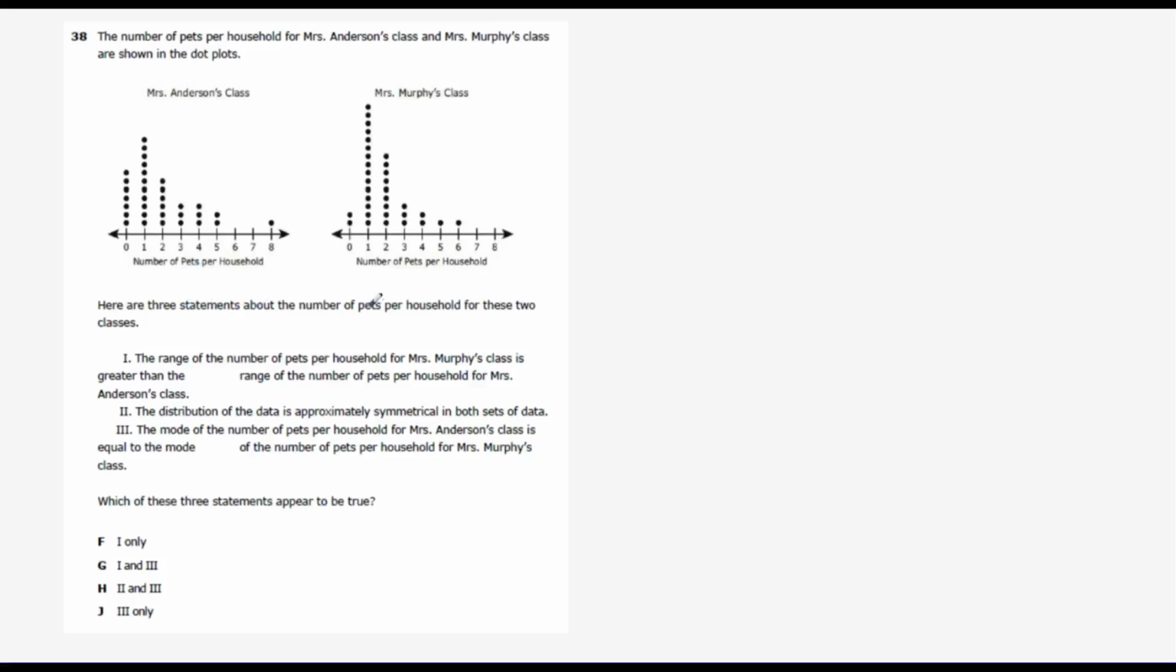Alright. So which of the statements, oh, here are 3 statements. Which of them is true? So there's some words here. Like we have range, which we talked about earlier, which is the highest number minus the lowest number. And range isn't too bad to work out here because the lowest number on both of these is 0. So really we're just saying how far away from 0 is the biggest number. And this one kid in Miss Anderson's class has 8. So the range for Miss Anderson's class is 8. And then for Miss Murphy's, the highest number of pets is 6 here. So the range is 6.